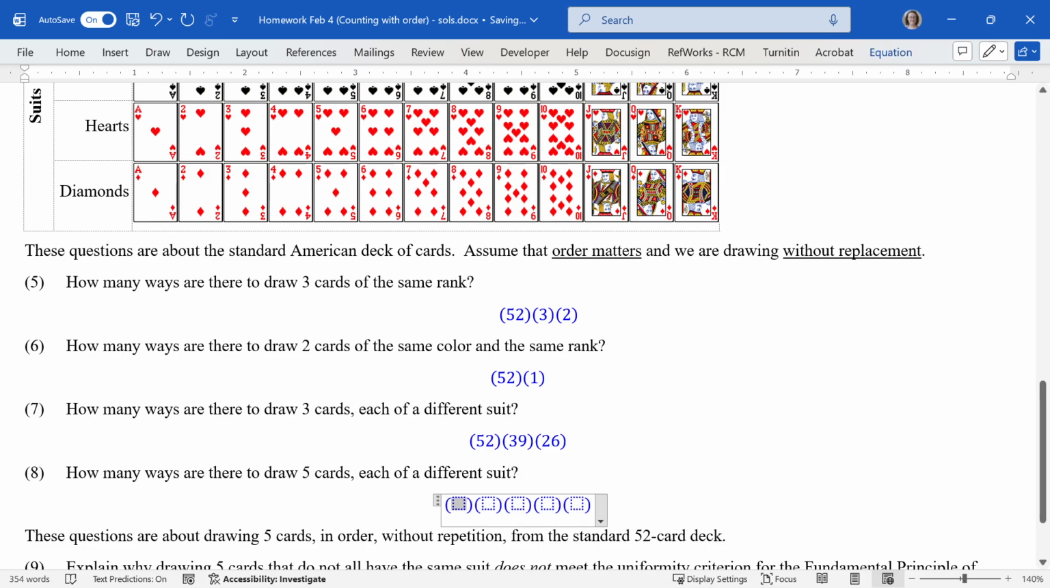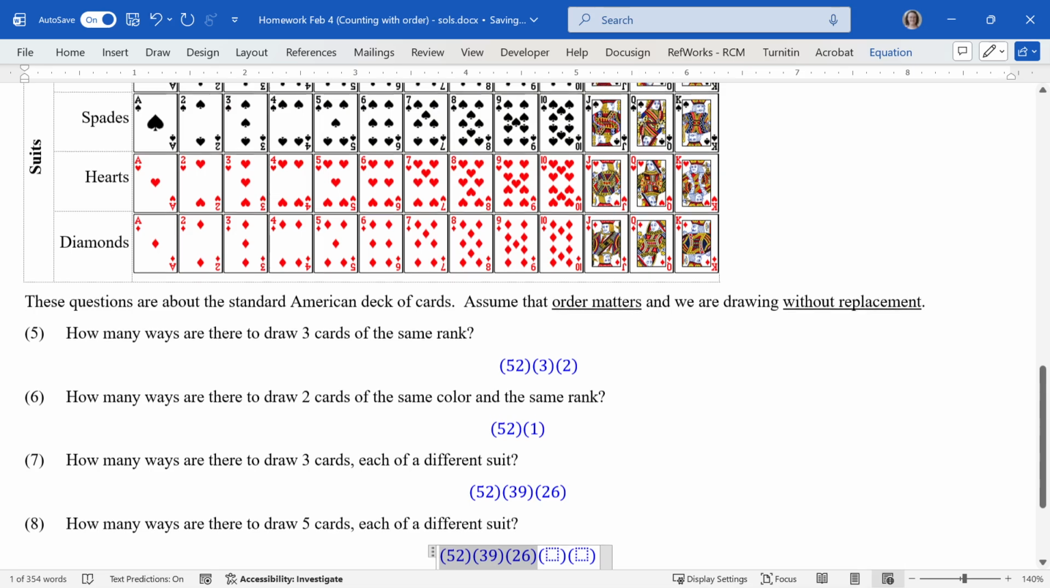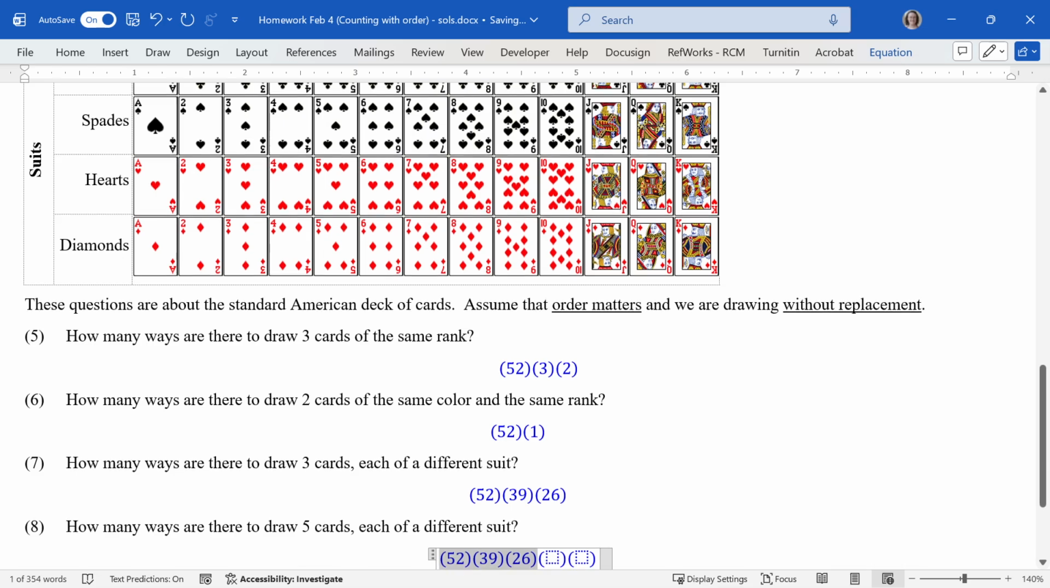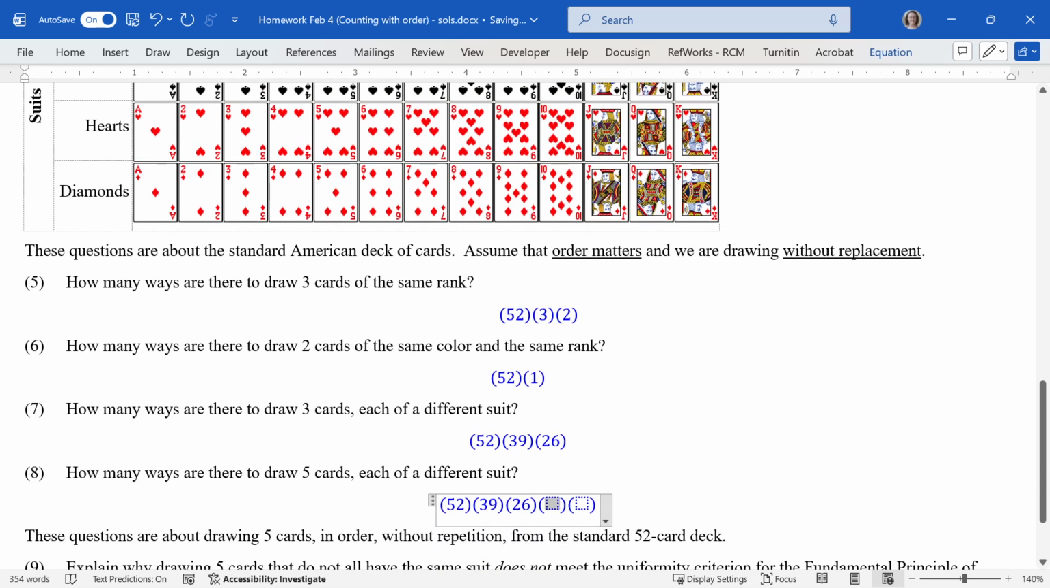Okay, so I think it's going to start the same way, right? Getting different suits. So 52, 39, 26. Maybe I'll just copy, or I could just type them if Word doesn't want to cooperate with me. Okay. So after I picked the first 3 cards of different suits, at that point I've eliminated 3 of the suits, so there would only be 1 suit left to pick from. So there'll be 13 cards left in that suit.